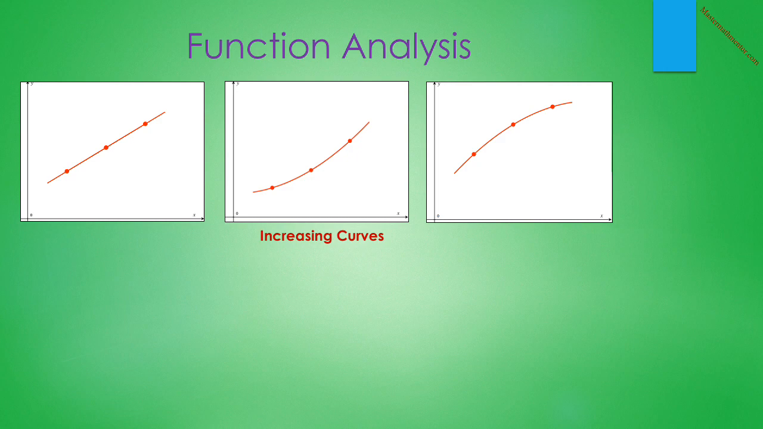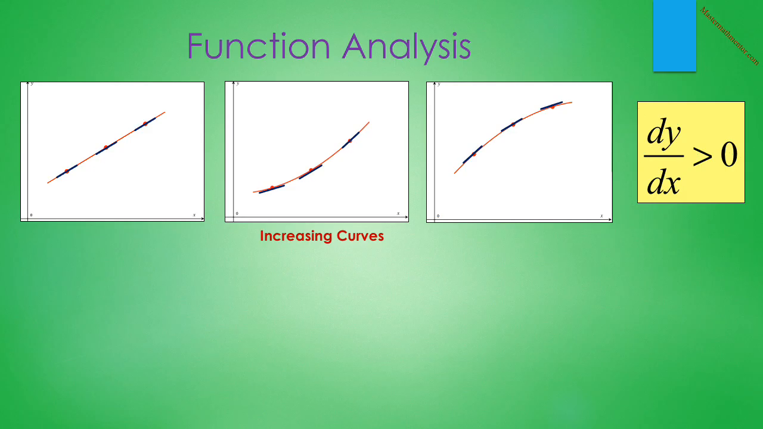Stop the video and on each curve draw tangent lines at the given points. It should be obvious that no matter where we draw a tangent line on an increasing curve, the slope, which is the derivative, is positive.